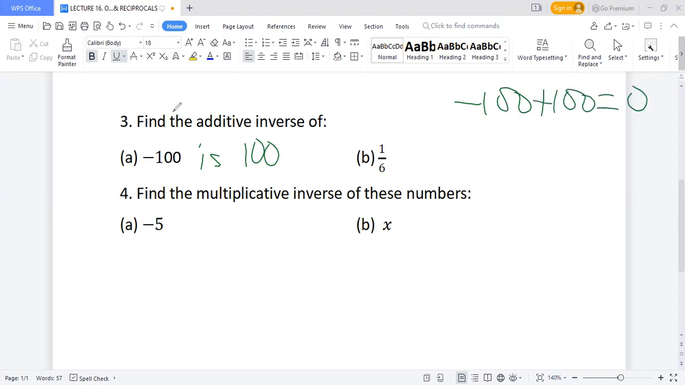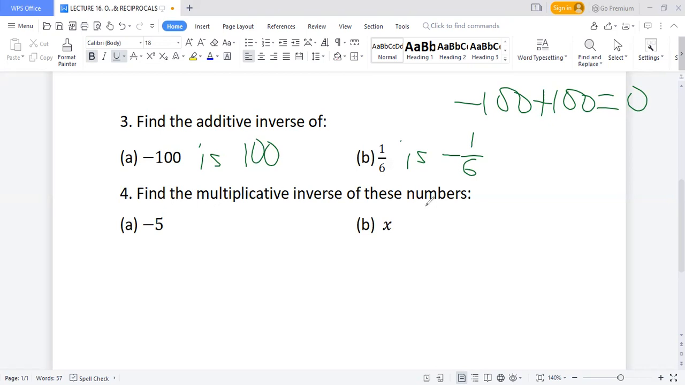So what you add to another number that will make it 0. In this case, simply change the sign. If the sign here is negative, change it to positive. If it was positive, change it to negative. That is all. For example, 1/6 is positive, just change it to negative. That is it. If you say 1/6 plus -1/6, it will give you 0.